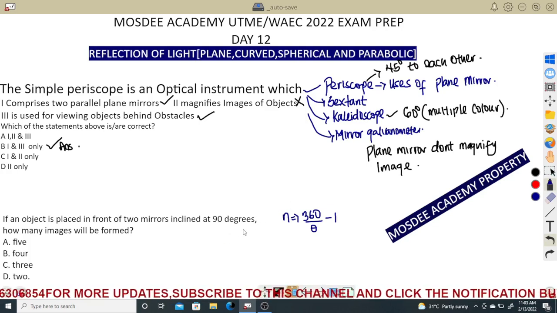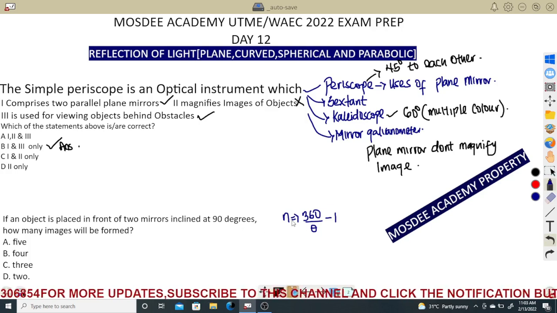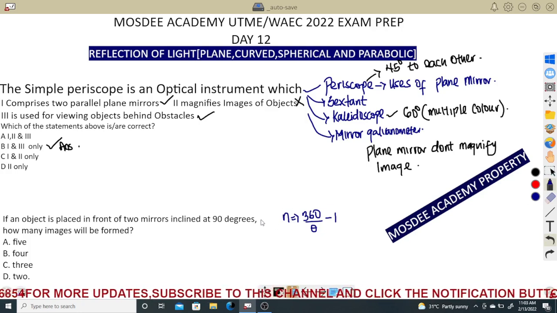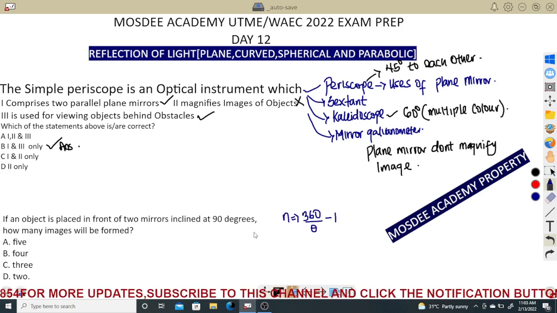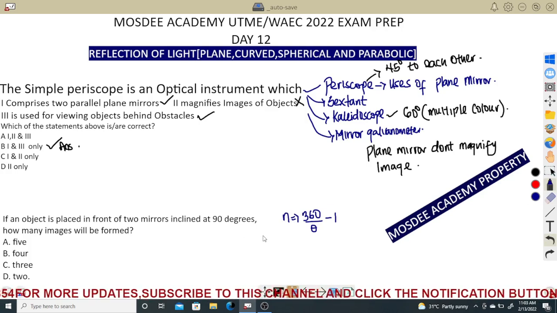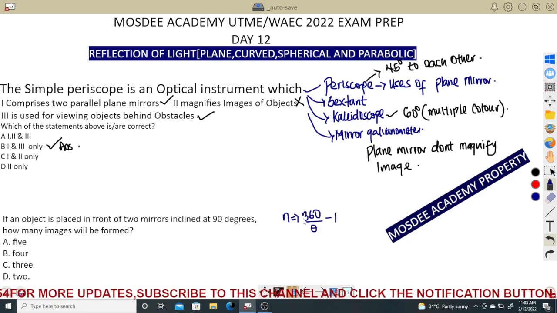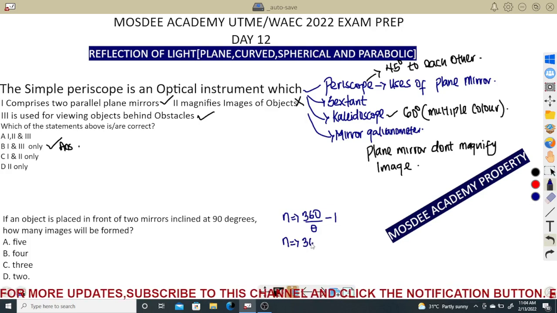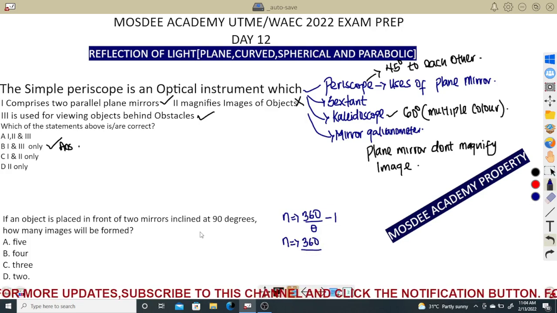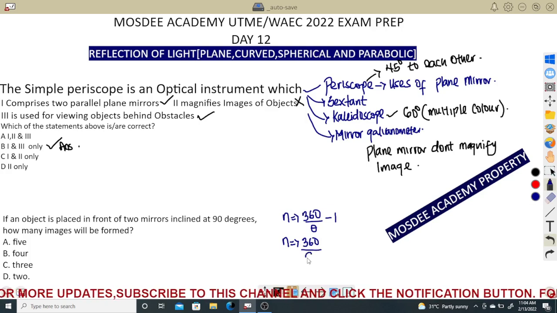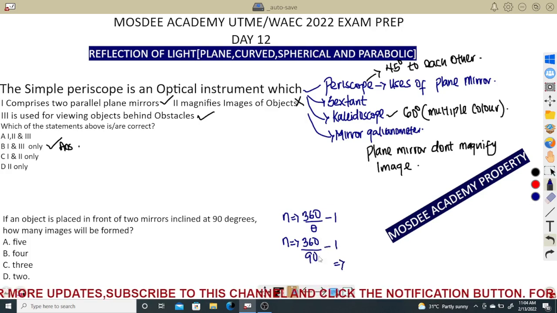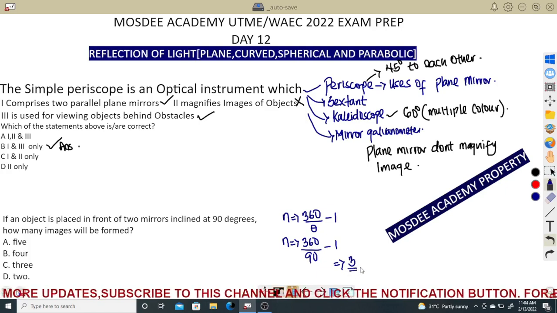So don't worry about that language. If you don't understand it, what you need to understand for your level now is that the derivation of the number of images formed in a plane mirror has been done on my page. You can always check it out, and if you have anything, drop it in the comment section and I'm going to attend to it. So the number of images n is equal to 360 over the angle at which the mirrors are placed, minus 1. You have two mirrors at 90 degrees, so 360 over 90 is 4. 4 minus 1 is 3, which is the answer to the question.